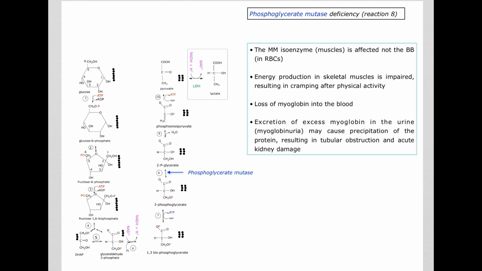Unfortunately, myoglobin can also precipitate in the kidneys. So this protein, in excessive amounts under the right conditions, can precipitate, and that can cause problems in the kidneys, such as tubular obstruction, and that can lead to very serious kidney damage.